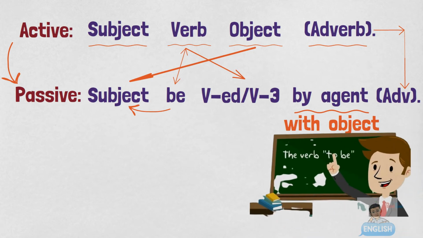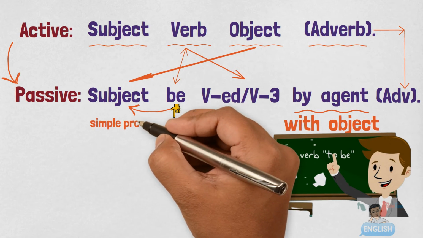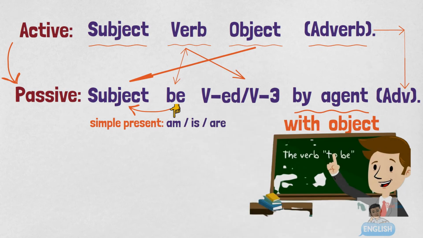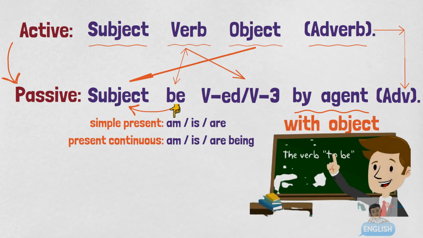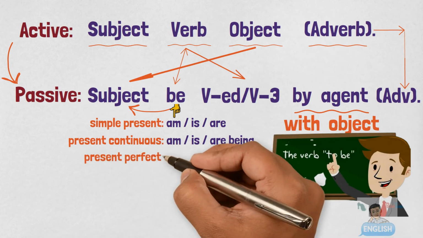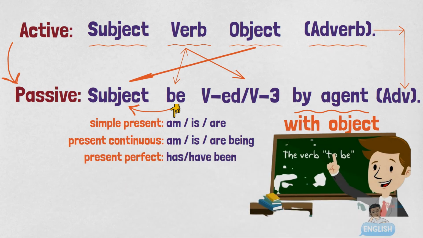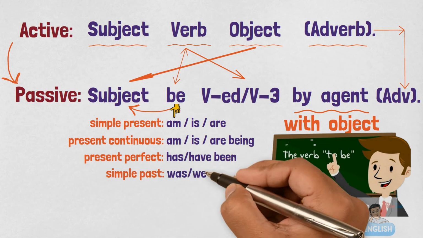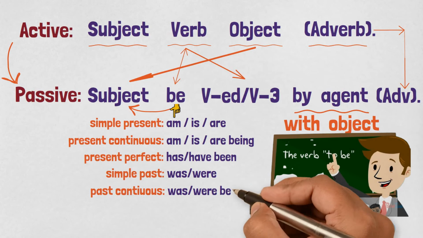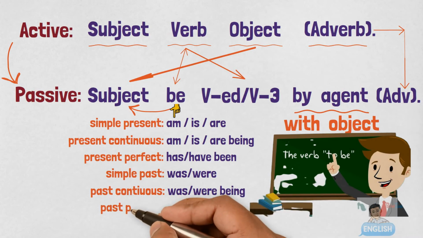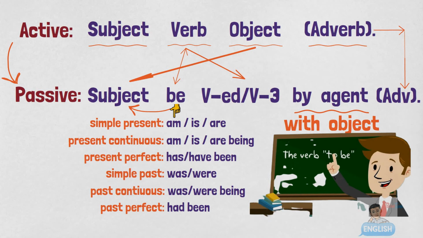Here are the common tenses of the verb to be and modal verbs. The simple present, am, is, are. The present continuous, am, is, are, being. The present perfect, has, have, been. The simple past, was, were. The past continuous, was, were, being. The past perfect, had been. The simple future and modal verbs, will, must, should, can, be.